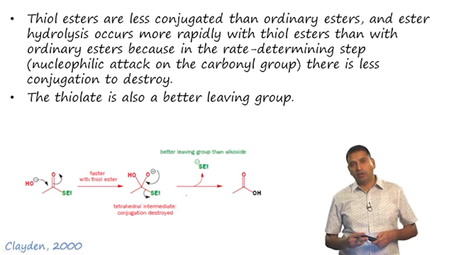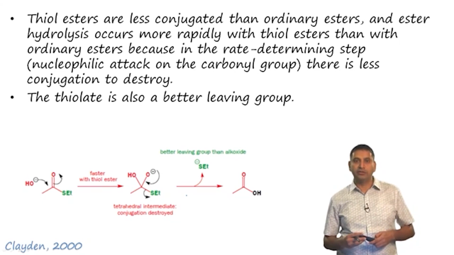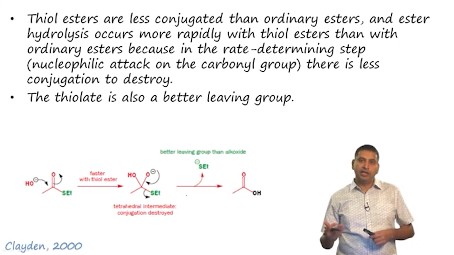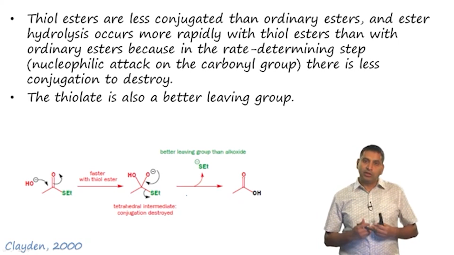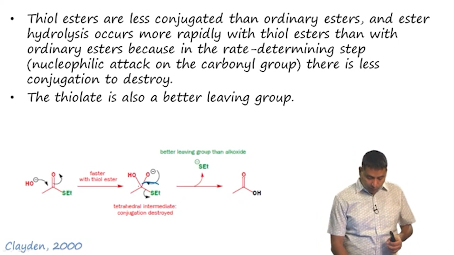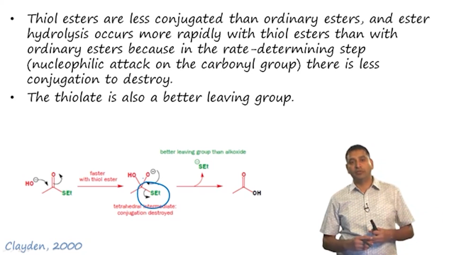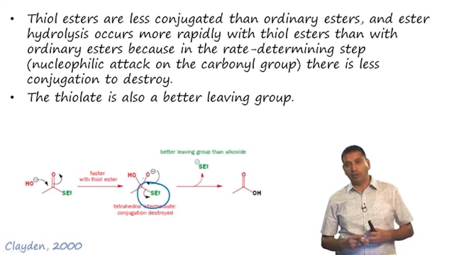And so, ester hydrolysis occurs more rapidly with thiol esters than with ordinary esters, because in the rate determining step there is less conjugation to destroy. Also, the thiolate is a much better leaving group. We have already looked at pKa's of various thiols, and thiols are much better acids compared to alcohols.